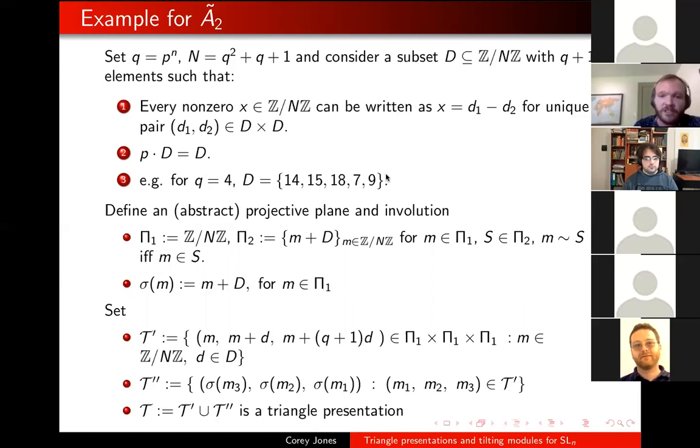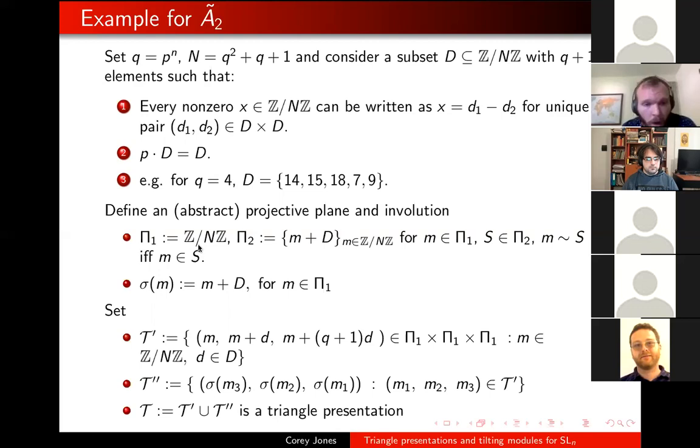And D is just this set with 5 elements. You can check it satisfies all those properties. Okay, so this is what's called a cyclic planar difference set, and it's studied by people who do combinatorics, like really old school style combinatorics. But you can define an abstract projective plane from this with an involution as follows.